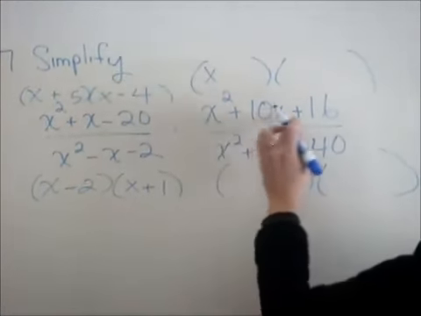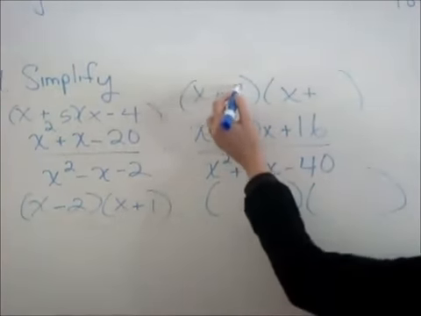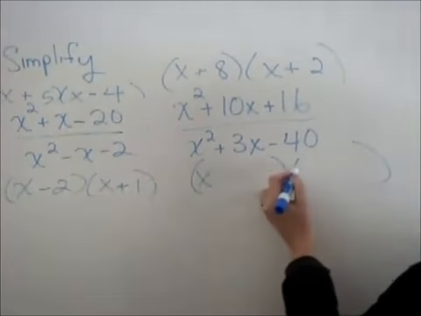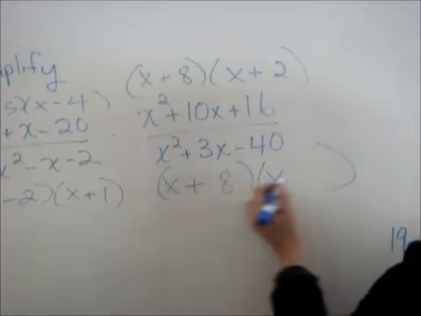This one's x. They're both positive, so these are both going to be positive. So it's going to be 8 and 2, add up to 10. And this one is negative, so we get x, x, one's negative, one's positive. So it's going to be plus 8 minus 5. That you did pretty well.